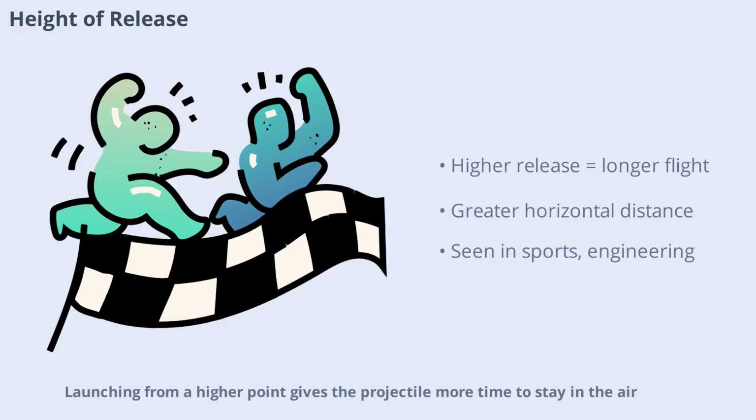Launching from a higher point gives the projectile more time to stay in the air, allowing it to cover a greater horizontal distance. This principle is seen in sports like basketball, where taller players can shoot from higher positions, and in engineering, where launch platforms are elevated to maximize range.